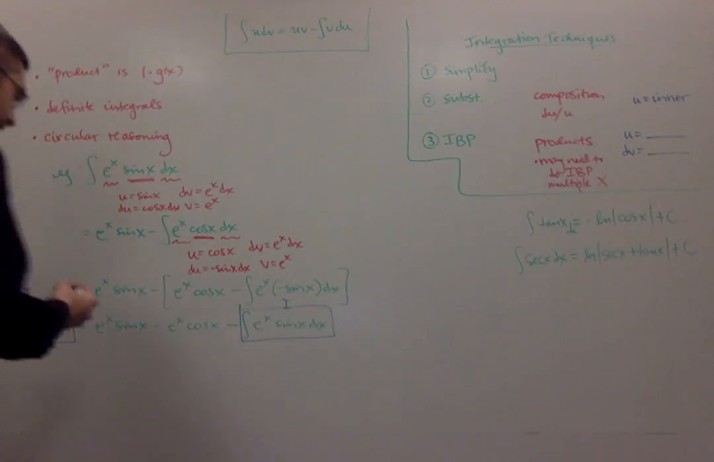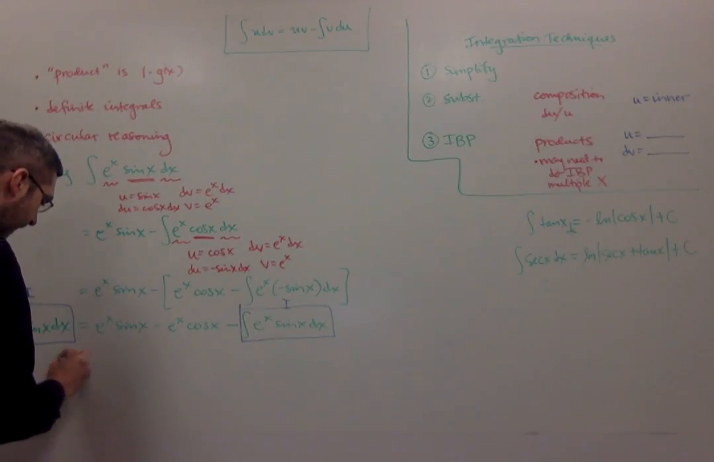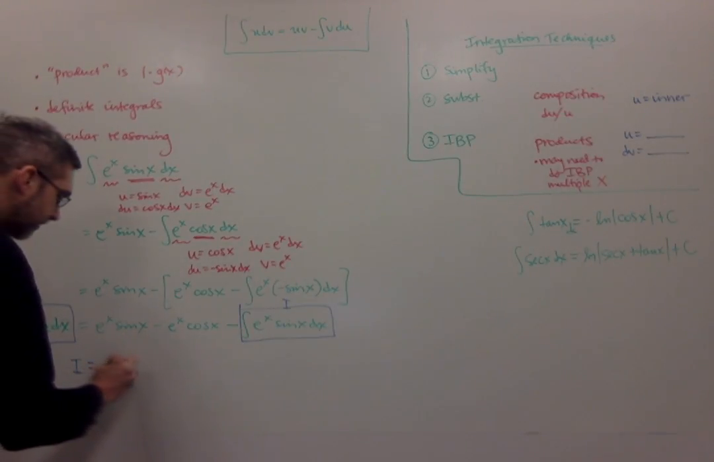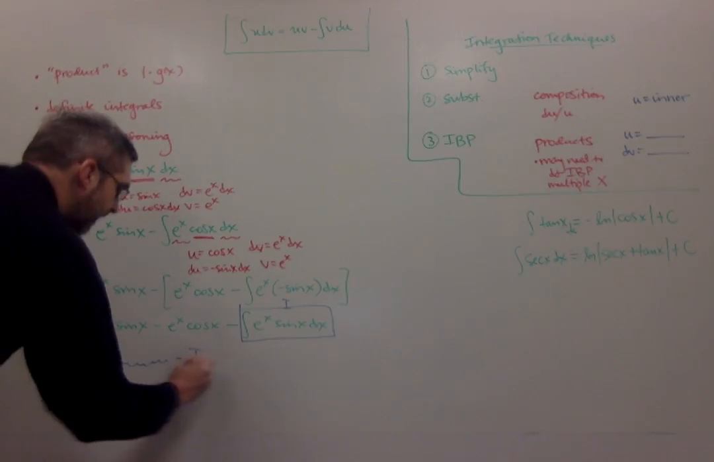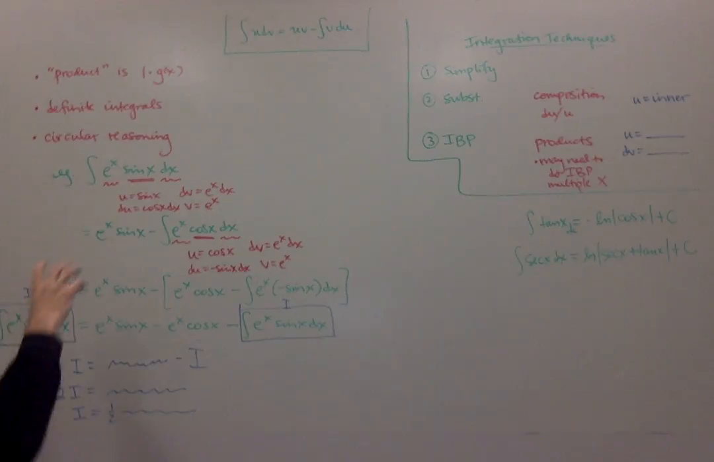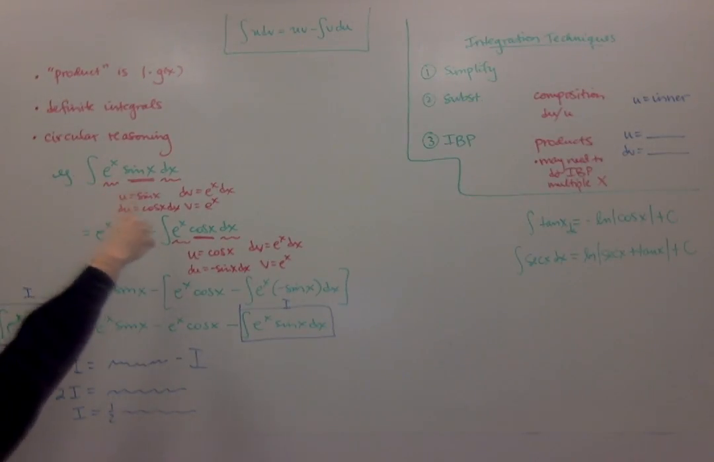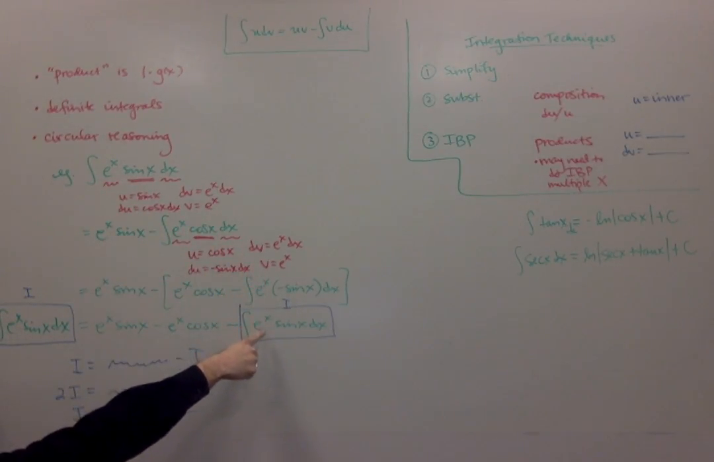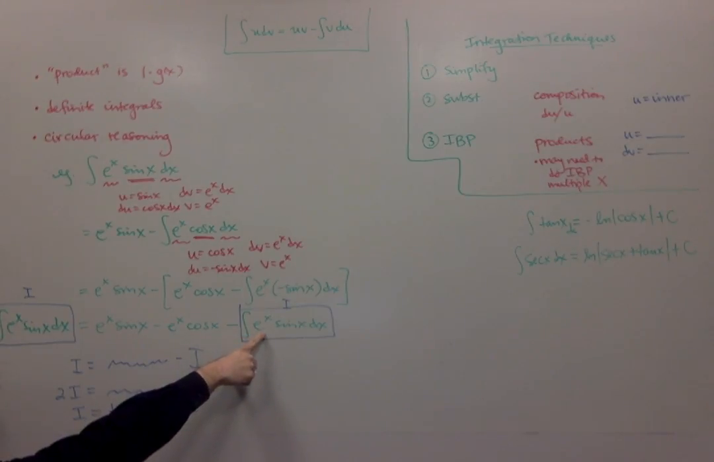then what's going on here is I have I equals some stuff minus I. So if I were to bring this I to the other side, I get 2I equals this stuff. So I can actually solve for the integral. The I would be 1/2 of that stuff. So this technique is what we call circular reasoning. You start with an integral, you do integration by parts a couple of times, and then you end up with the same integral back again.